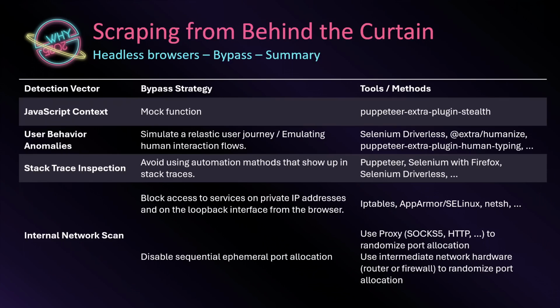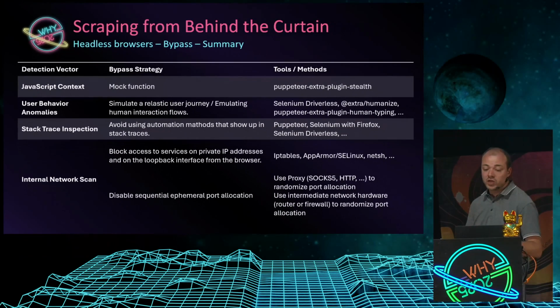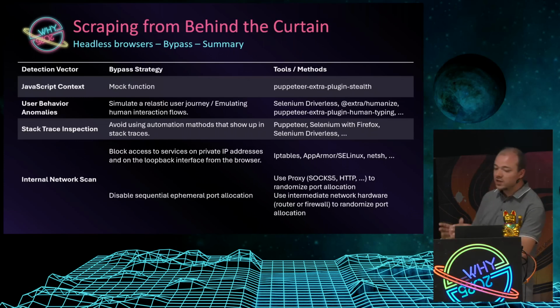And to finish, disable sequential ephemeral port allocation. To be honest, for the ephemeral port allocation, I only tested on Windows, not Linux. So to disable sequential ephemeral port allocation, some solutions I think are to use a proxy to randomize port allocation, or use an intermediate network hardware router or firewall to randomize port allocation. For example, you can perform port address translation with your router to hide the real source port open on your machine.